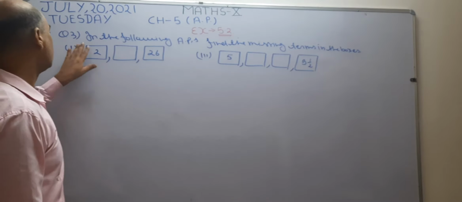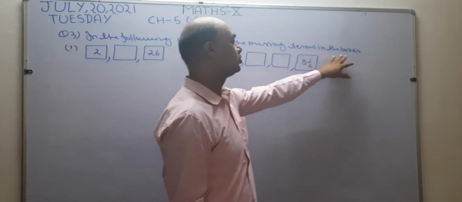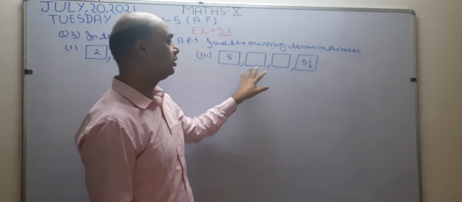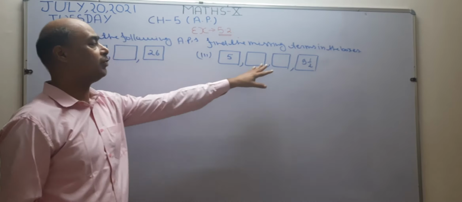Now I want to solve question number 3 of exercise 5.2. See what is given. In the following APs, find the missing terms in the boxes. Some terms are missing in the given AP. We have to complete these boxes. Okay. Now I want to solve its first part.